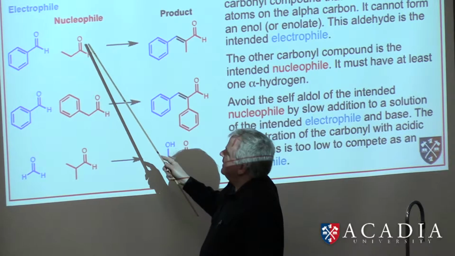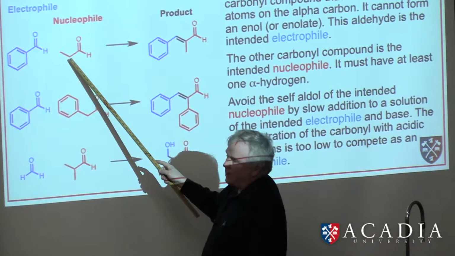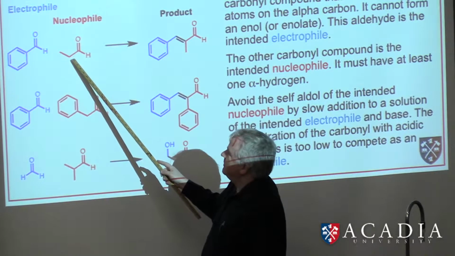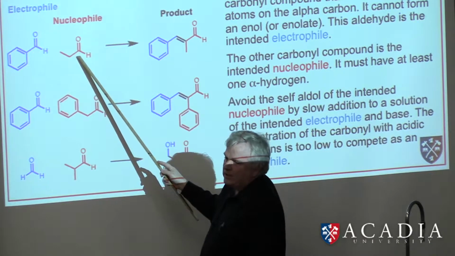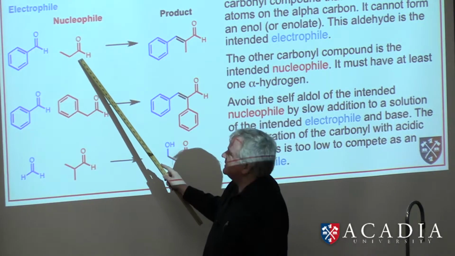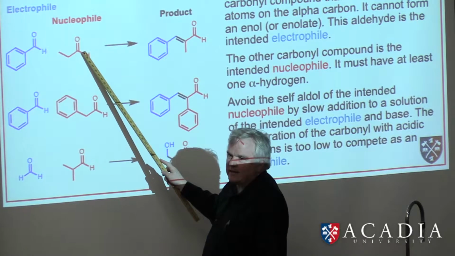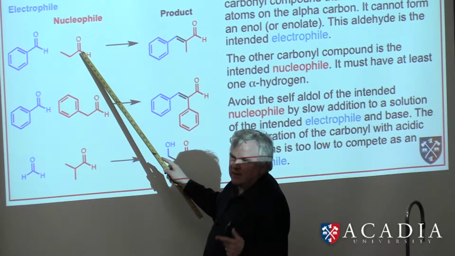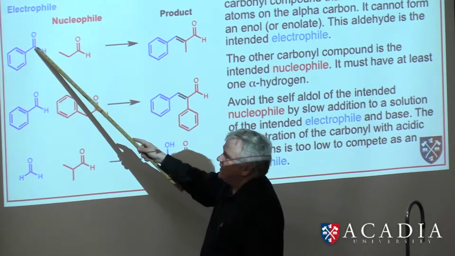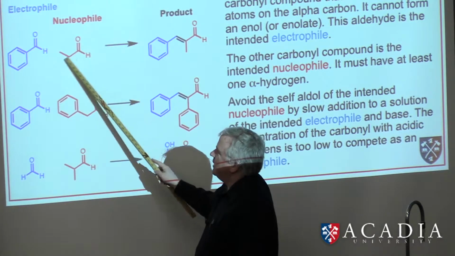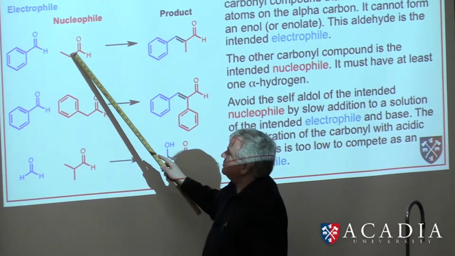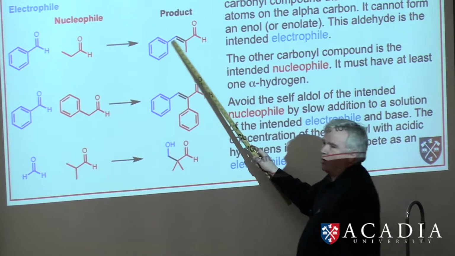There's base around. If we add it slowly enough, it's going to pull off a proton, form our nucleophile, and the only electrophile around is this one, because this is in very low concentration. We're adding it slowly. As we add it, it gets changed to the enolate. The enolate attacks the electrophile, and we avoid the self-reaction with the acetaldehyde, and we only get one product.